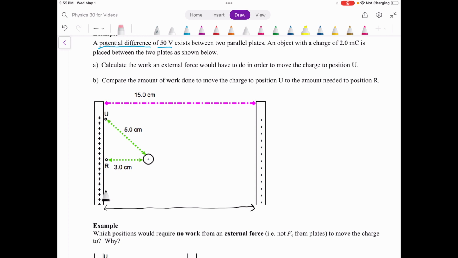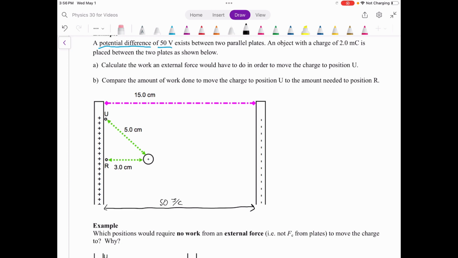And again, literally all that means is that if you were to take a charge from here to here, you would change its potential energy by 50 joules for every coulomb of charge that it has, right? So 50 joules per coulomb is the voltage across the entire plates.